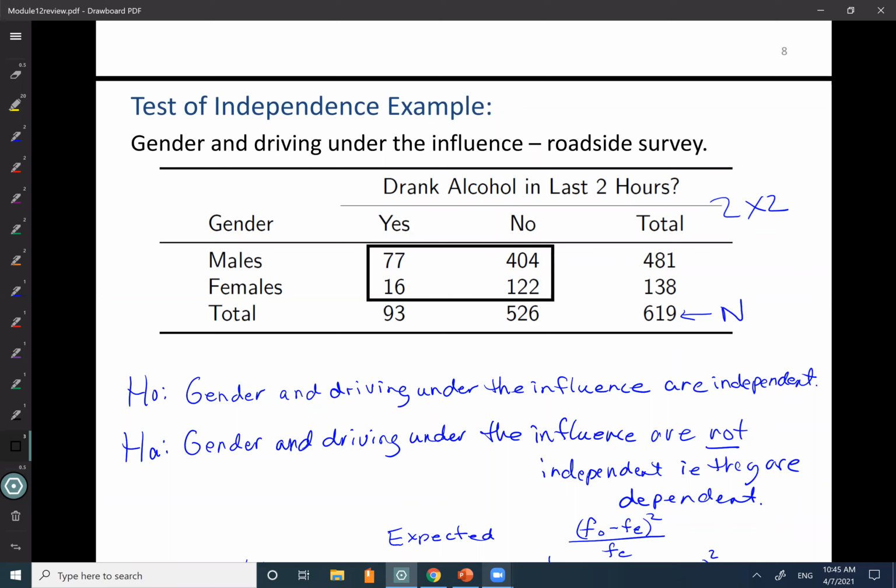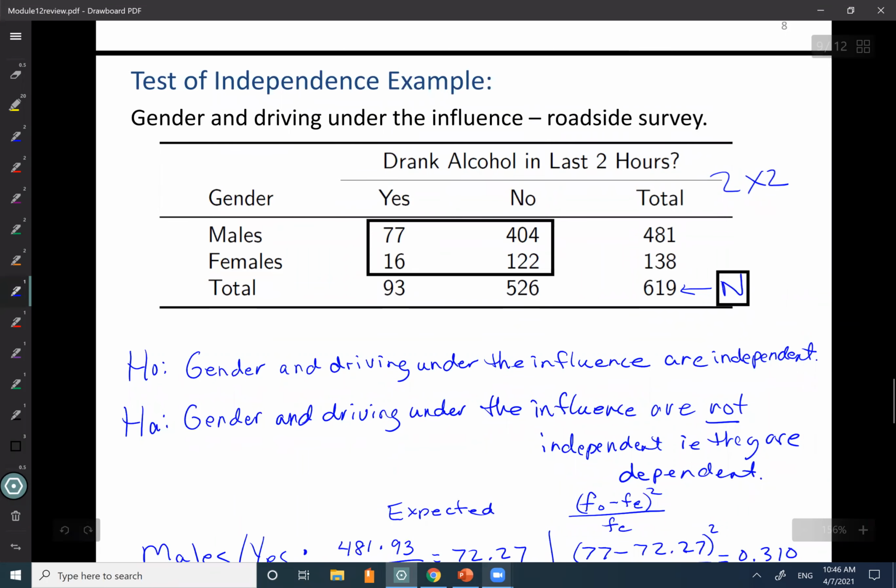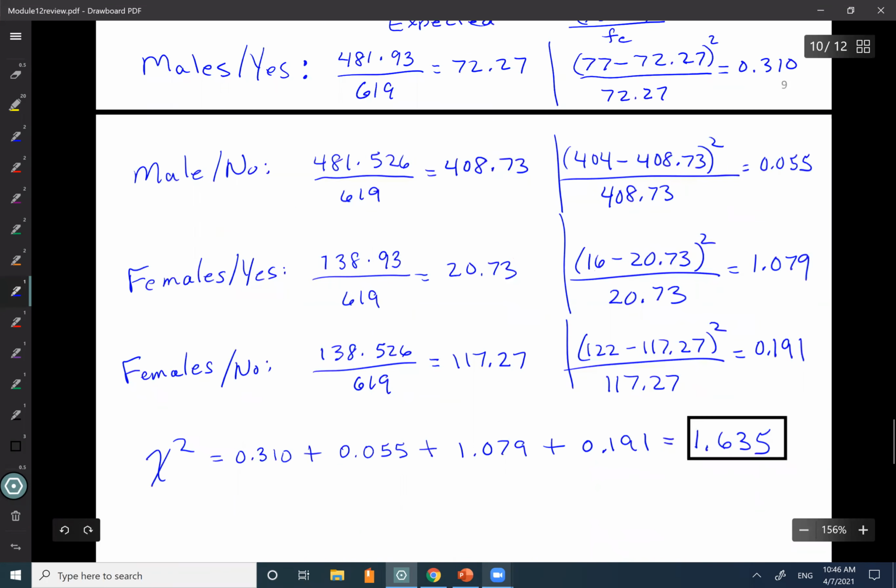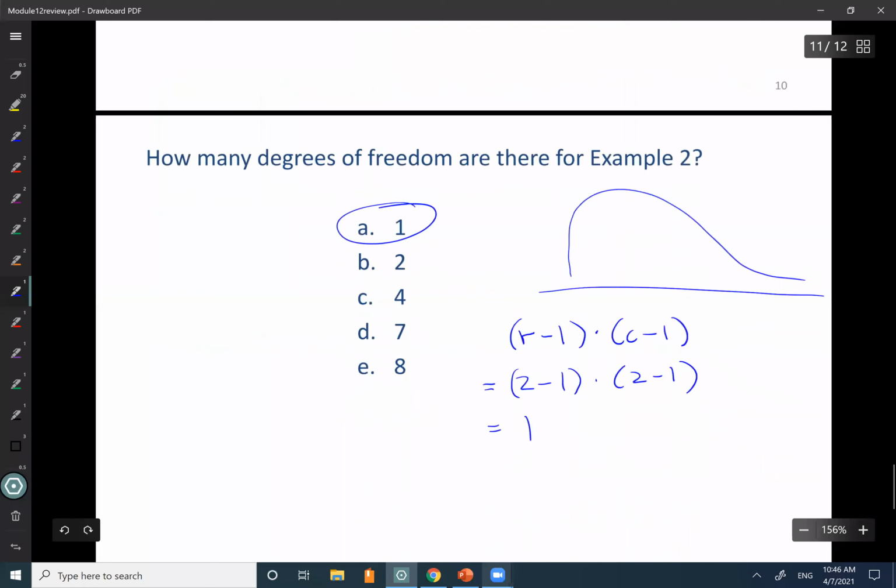And then if you're given the totals, great, you can just do what we did here. If you're not given the totals, then you need to calculate those rows and columns and get the totals and also the overall total, the capital N, right? So that's how you calculate the degrees of freedom. And then we can use that degrees of freedom. We can get our chi-square.